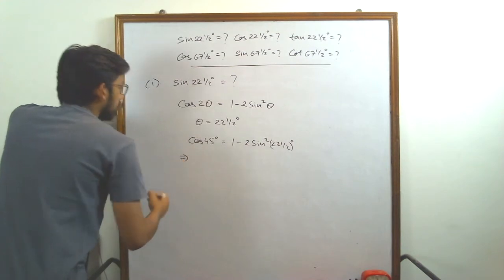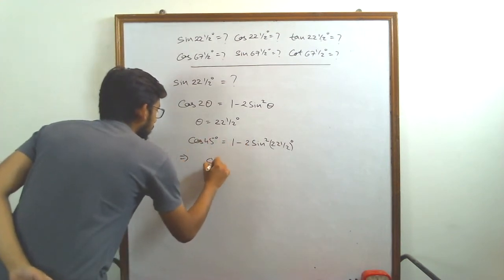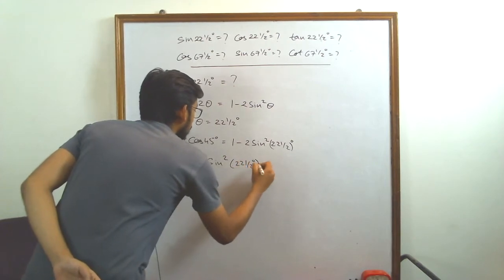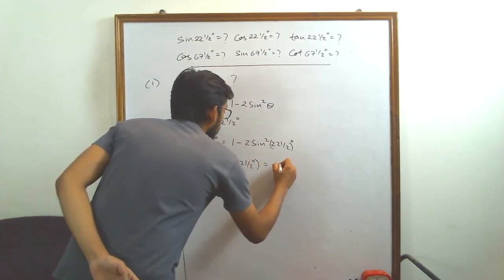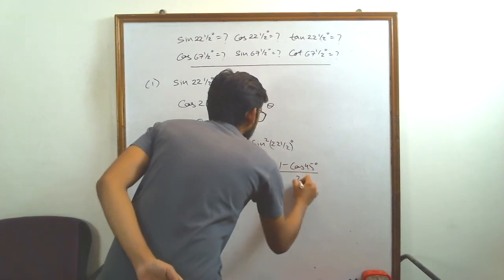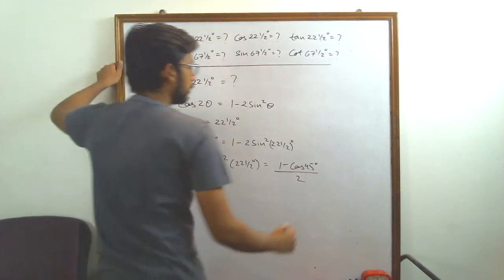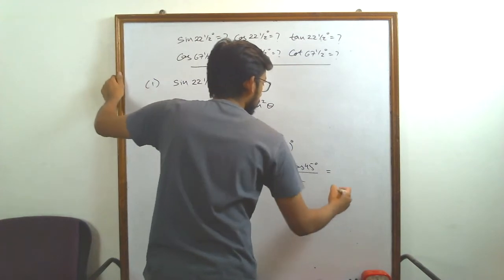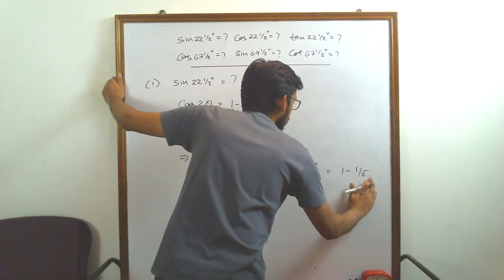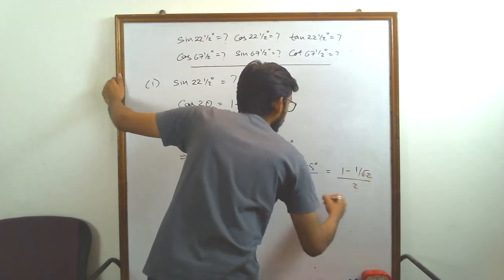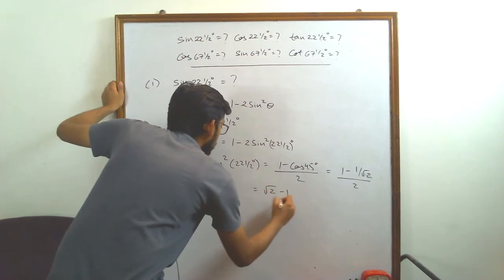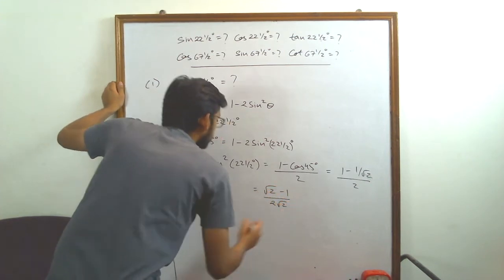Now interchange and we will get sine square 22.5 degrees is equal to 1 minus cos 45 upon 2, which is equal to, as cos 45 is 1 upon root 2, this is 1 minus 1 upon root 2 upon 2, which is actually equal to root 2 minus 1 upon 2 root 2.